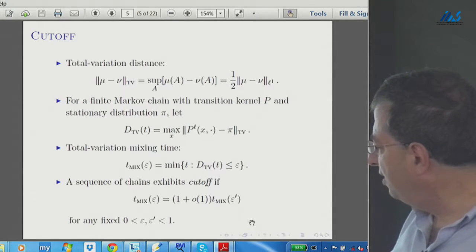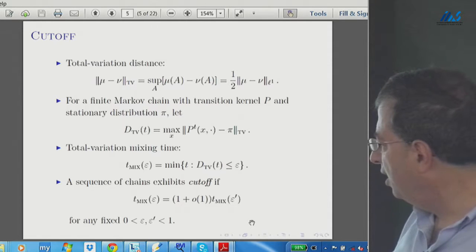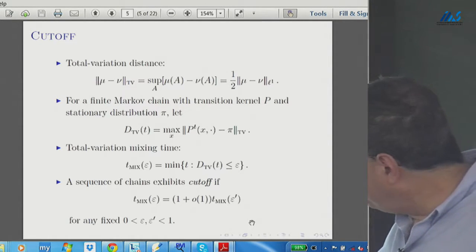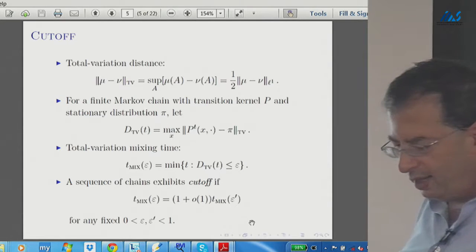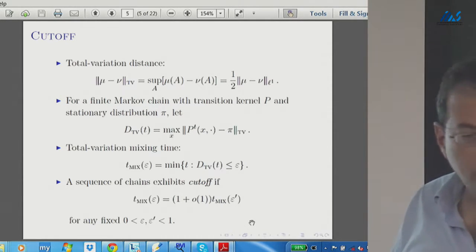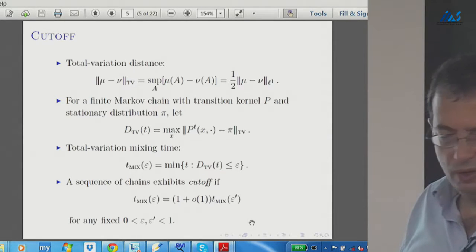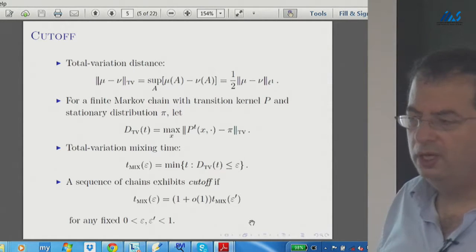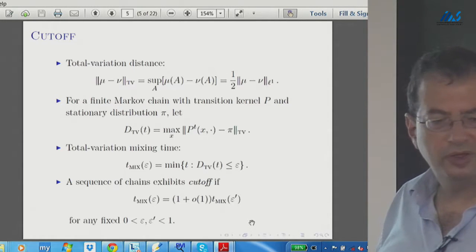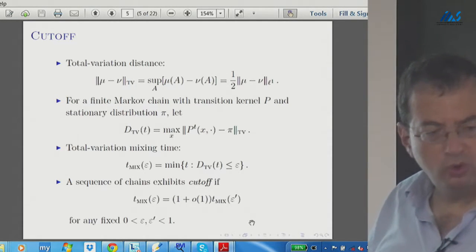And a key definition we will use is the notion of cutoff. The question is, how much does the mixing time depend on the target epsilon? If I want to get within 1/10 of the stationary distribution, how long do I have to run? And now if I want to get to within 1/1000, do I have to run much more or not?